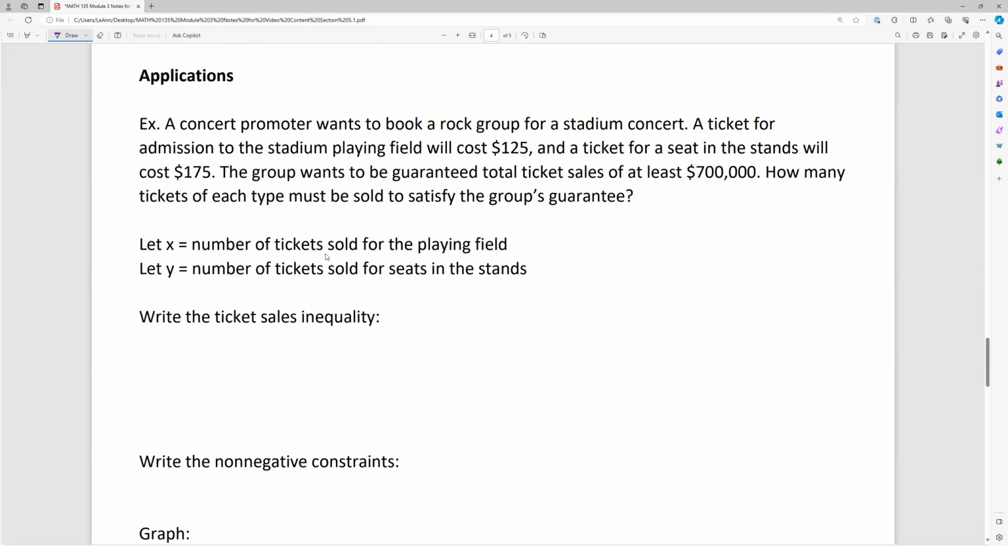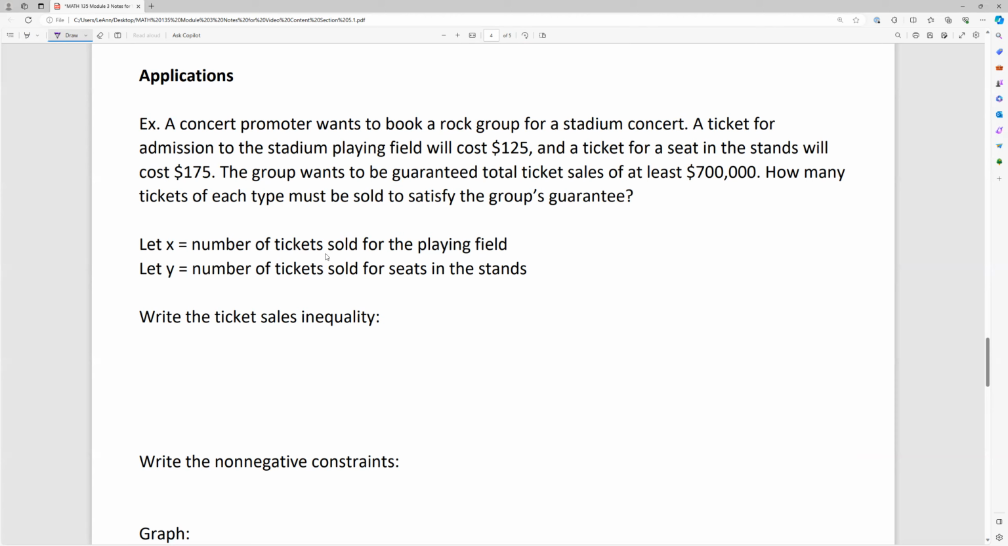A ticket for admission to the stadium playing field will cost $125. A ticket for a seat in the stands will cost $175. So notice we have 2 different types of admission tickets that they can get. The group wants to be guaranteed total ticket sales of at least $700,000. How many tickets of each type must be sold to satisfy that guarantee? So we're letting x represent tickets sold in the playing field, and y is the number of tickets sold in the stands. Okay, so we want a ticket sale inequality.